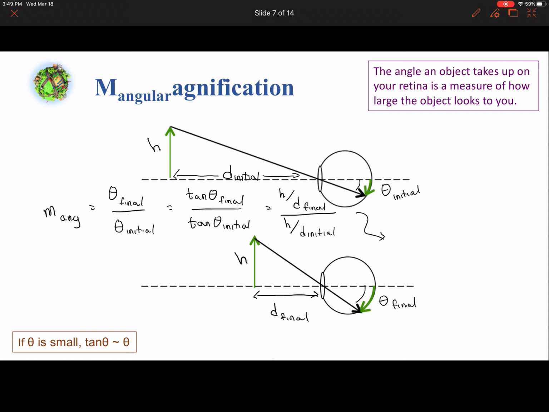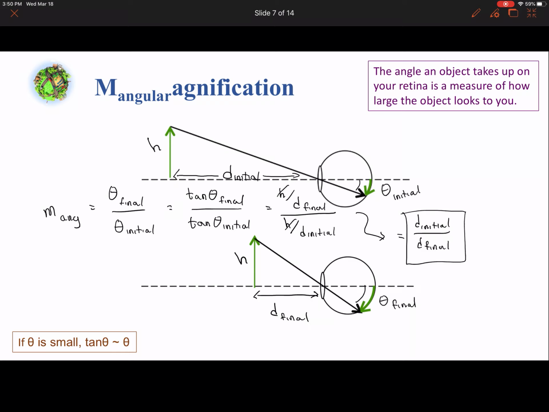So what do I get out of that? Turns out I can cancel those two h's, same number. I'm going to have d initial on the top because it's in the denominator and a denominator, and d final on the bottom. So actually, the size of something is related to its distance pretty directly. If I bring an object from, say, 100 meters to 50 meters, my perception is that it will have doubled in size as I perceive it. Okay, so that's a useful way to quantify angular magnification, how large things appear based on how much space they take up in your retina.